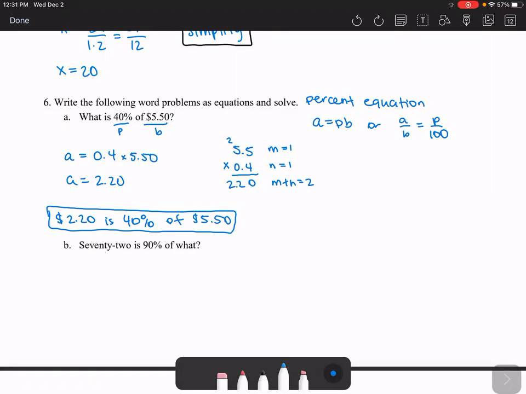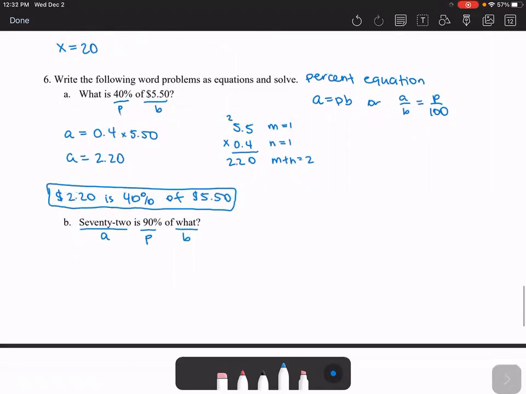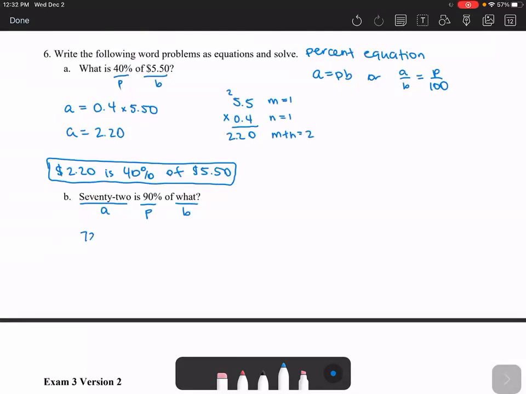Okay. So the next one, 72 is 90% of what number? So we're given our part and our percent, and we need to find our whole. For this one, I'm going to use the other form of the percent equation, but you can do whatever you prefer. So we're going to have that our part over our whole, so 72 over our whole, is going to be 90 over 100, because when you use this form of the percent equation, you write your percent as this fraction, like the equation says. Okay, so now we just need to solve it.